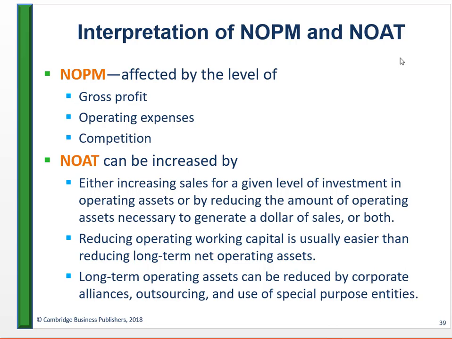So we need to be smart enough, we need to have the wherewithal to recognize that our net operating profit margin is going to be affected by things like gross profit, by operating expenses, by the general level of competition in our industry. We need to recognize that net operating asset turnover can be either increased or decreased by our level of sales, by reducing operating working capital, by making our business more efficient. And then why? The question that we need to be asking ourselves is, why is that? What is this business, what is this management team doing differently than some of its competition?